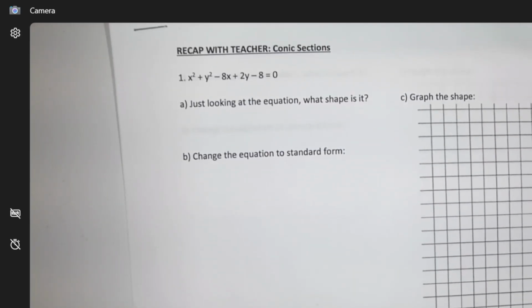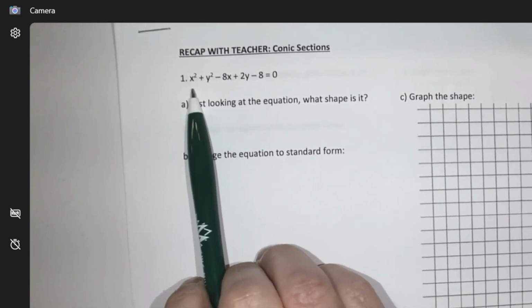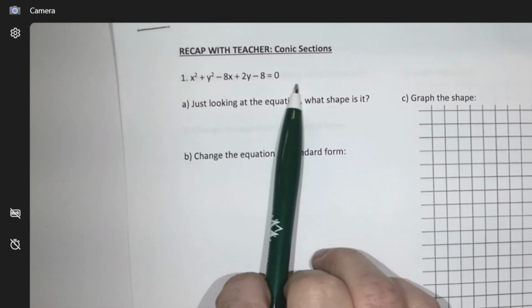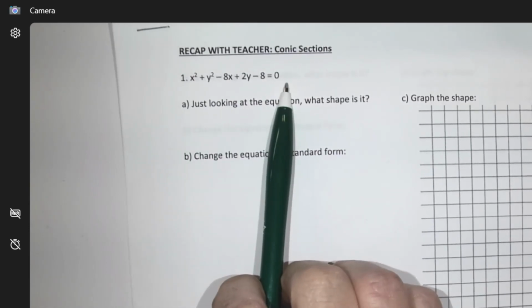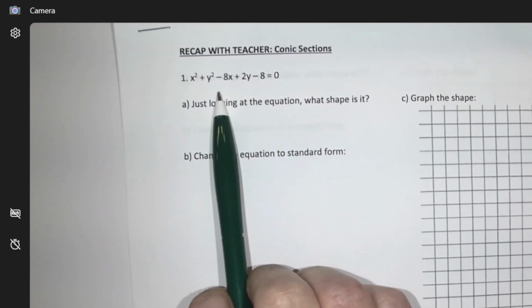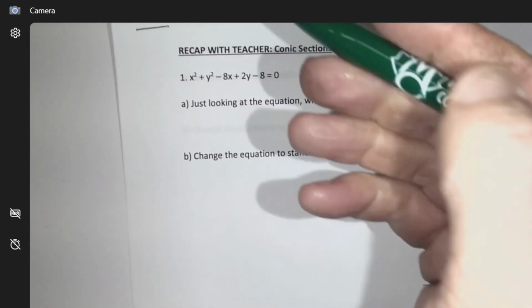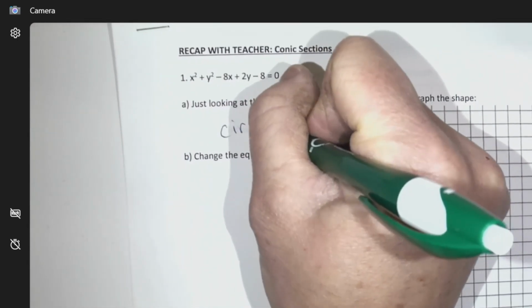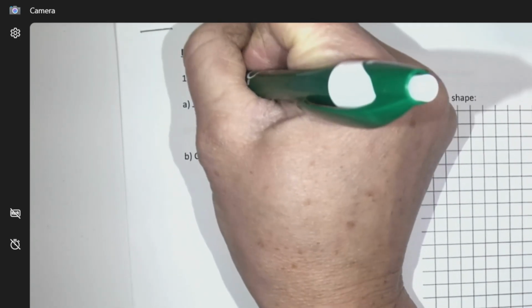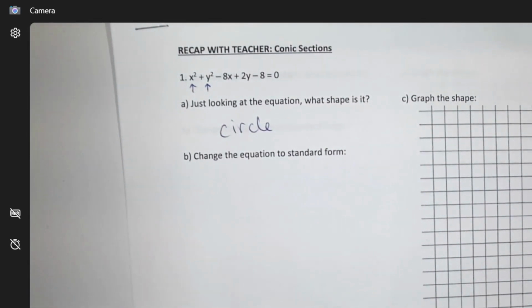Okay, so I'm going to give you on the test some equations that are in just general form. So you have to understand what shape this is by just looking at it like this. Boom, what's the shape? It is a circle. Why? Because I have the same amount of x squareds plus y squareds.